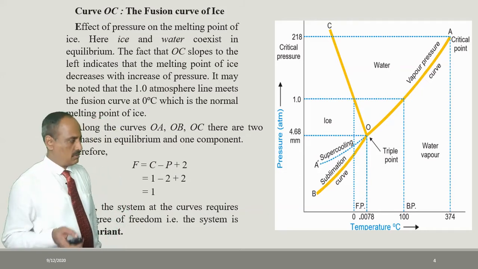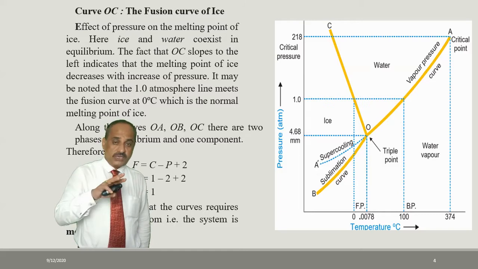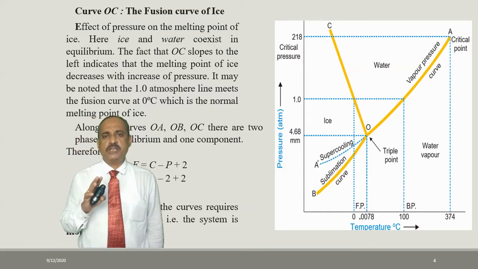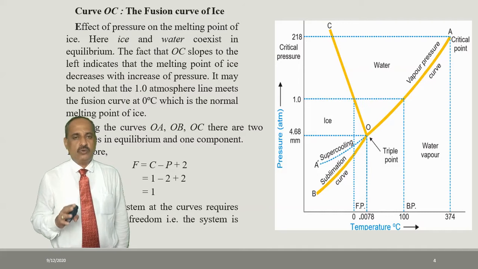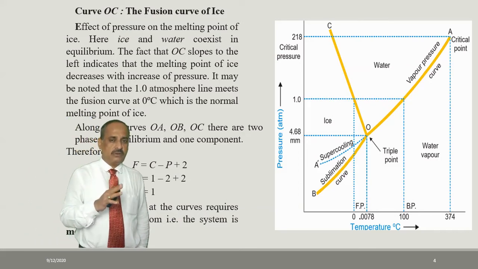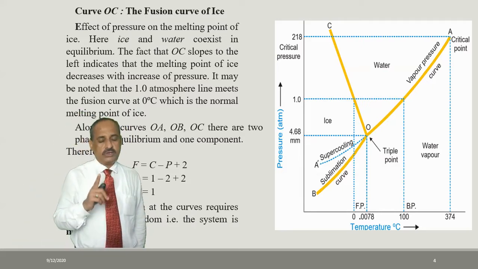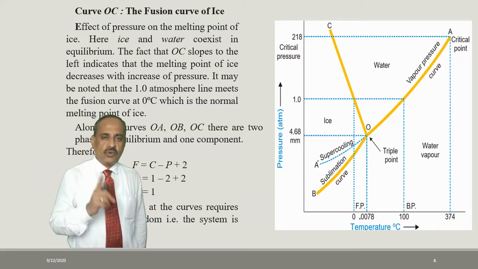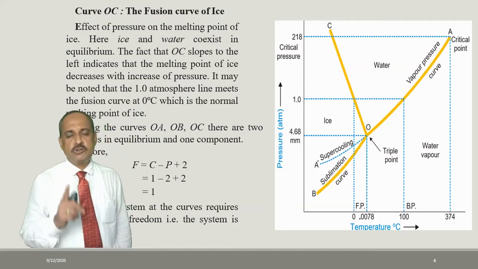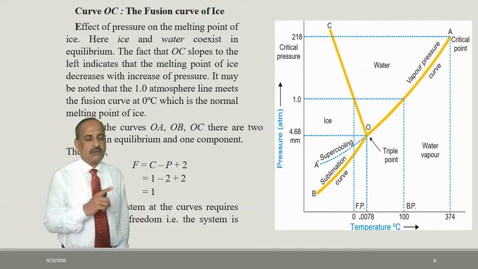So, along the three curves that we have studied, we get two phases which are in equilibrium. Therefore, if I want to apply the phase rule equation, that is F = C - P + 2, we want to calculate F, that is the number of degrees of freedom. What degrees of freedom are required for this system? C is nothing but 1, that is, the water system is a one component system. Therefore, C = 1, and along the three curves there are two phases in equilibrium. Therefore, we have taken P as 2, that is 1 - 2 + 2, and that will come out to be F = 1.